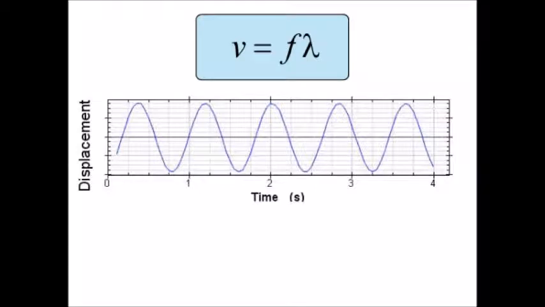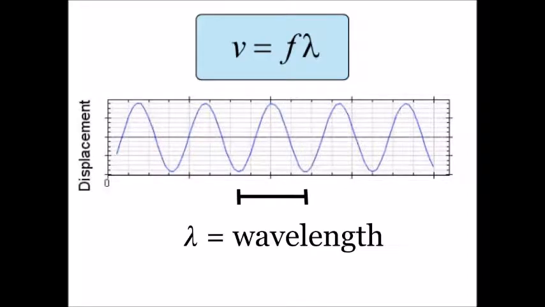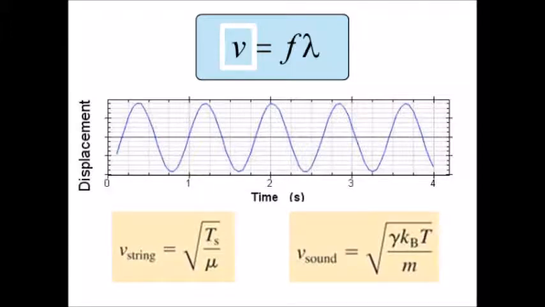Velocity is equal to frequency times wavelength. Now that's pretty much the simplest equation you could ever have. Velocity is equal to the distance of one wave times the number of waves per second. Velocity is equal to wavelength times frequency, the length of one wave times the number of waves per second. It makes sense. And the velocity of a wave is determined by the medium that it travels in.